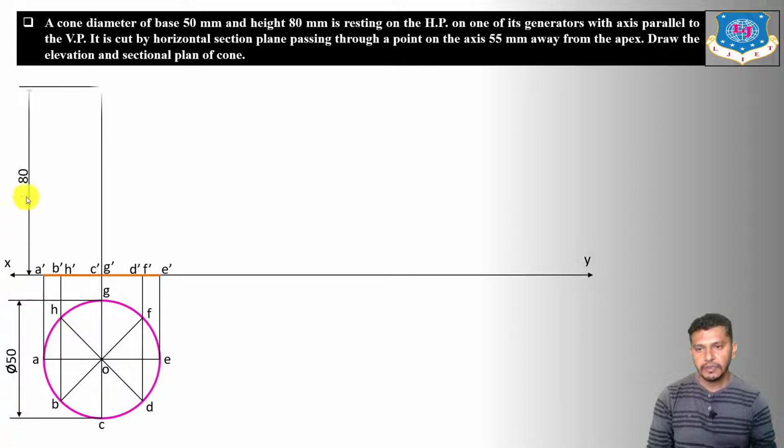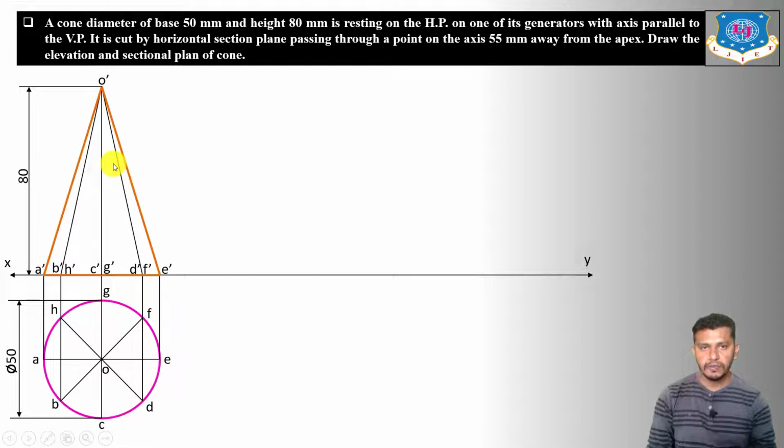Now show the axis height equal to 80 mm. We have to measure it from here. This will be our axis height, perpendicular to the XY reference line, equal to 80 mm. So here we will get the front view of the apex point. Now we have to join the apex point to the points of the base to show the required generators. So connect A dash to O dash, B dash H dash to O dash, C dash G dash to O dash, D dash F dash to O dash, and E dash to O dash, and we will get the front view. So this will be our final front view in the first stage.